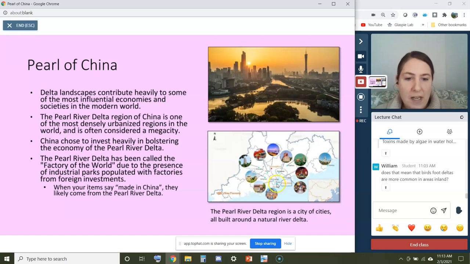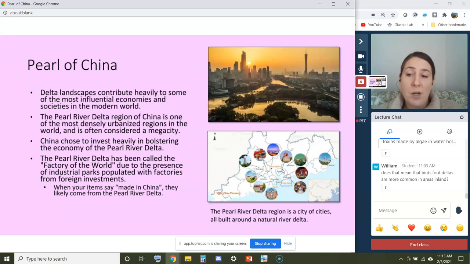And so the delta itself is right here. You can see the water flowing into China. This is located here on the southern part of China. The delta's right here, and around this delta you have many, many major cities, including Hong Kong. All of these are gigantic cities in their own right, but there's a lot of movement and trade in between all of these in the small region. So it's considered a megacity, a city of cities.